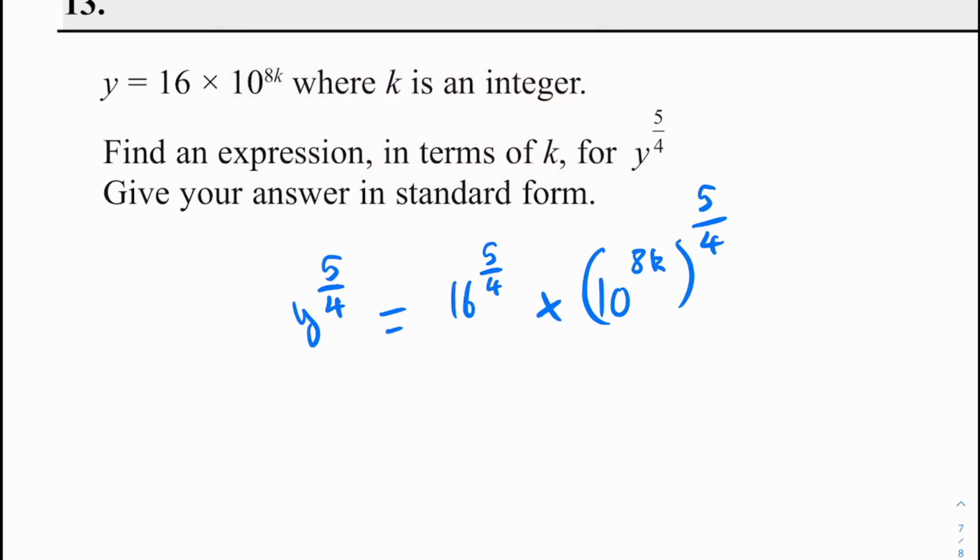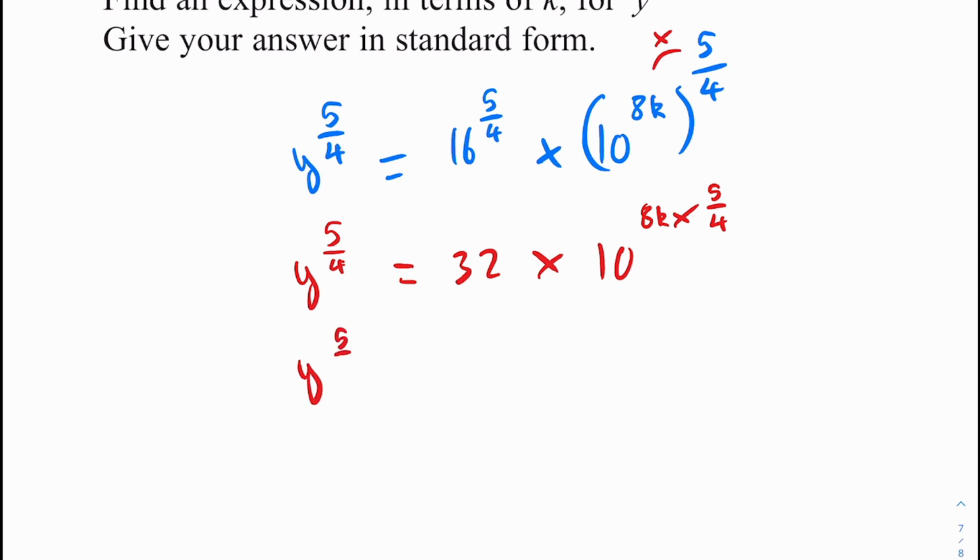Right, so now let's solve this. So we have y to the power of 5 over 4 equals, just grab my calculator, 16 to the power of 5 over 4 is equal to 32. So we've now got 32 multiplied by, we just use our power rule here, so the base stays the same of course, 10 to the power of 8k multiplied by 5 over 4. So y to the power of 5 over 4 is equal to 32 times 10 to the power of 40k over 4, which is 10k. And that's the answer we've got.